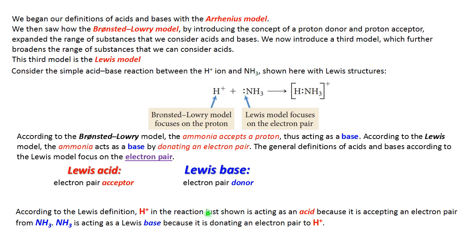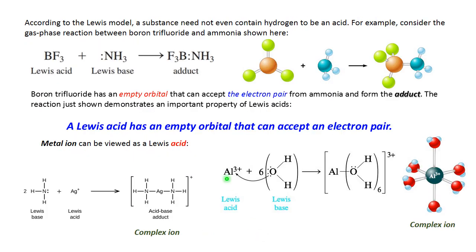So in this case, H plus acts as an acid because it accepts an electron pair from ammonia, NH3. NH3 is acting as a base because it's donating an electron pair to H plus. Now we do not need hydrogen.